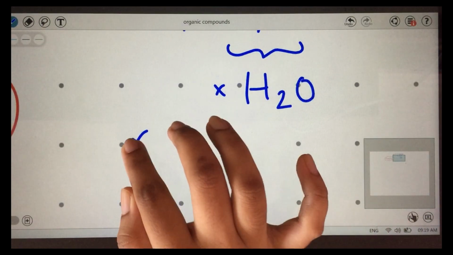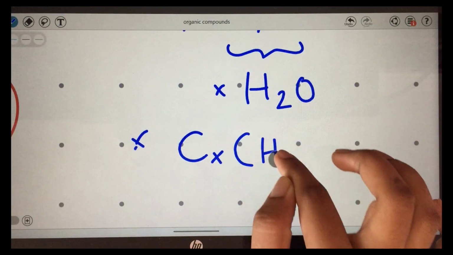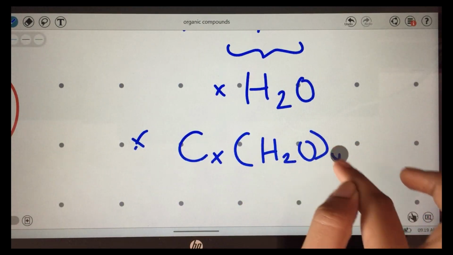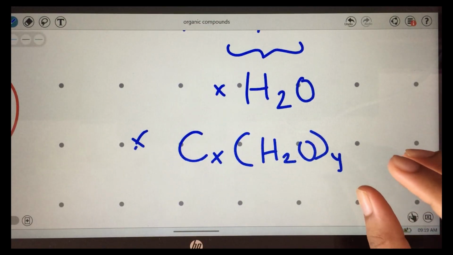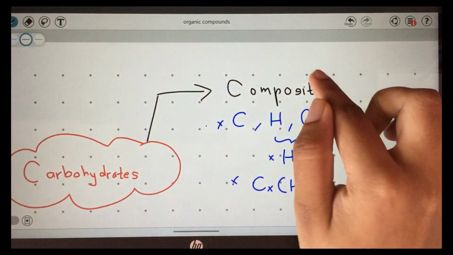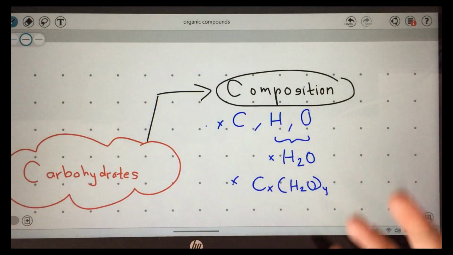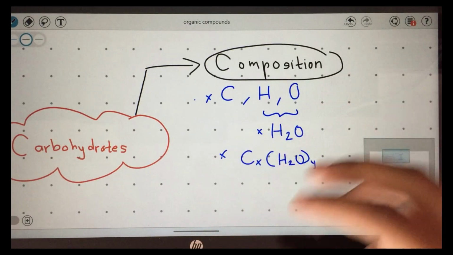So what's the general formula? CxH2Oy. Now this is the general formula of carbohydrates. And these three things only come under composition. That means when you speak about carbohydrates, if someone asks what it's made up of, these three things are what should come to your mind.